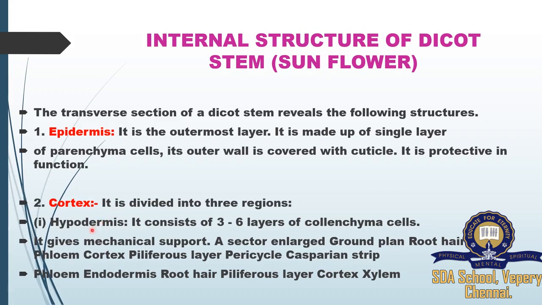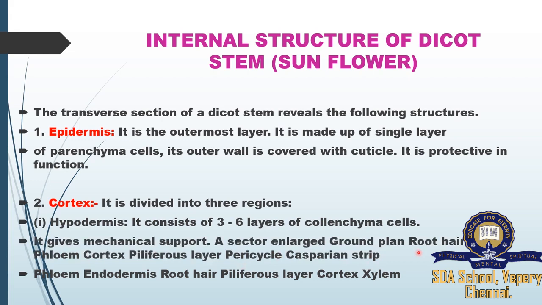First one is hypodermis. It consists of 3 to 6 layers of collenchyma cells. It gives mechanical support. In this hypodermis, it is enlarging, extending the growth of the stem.